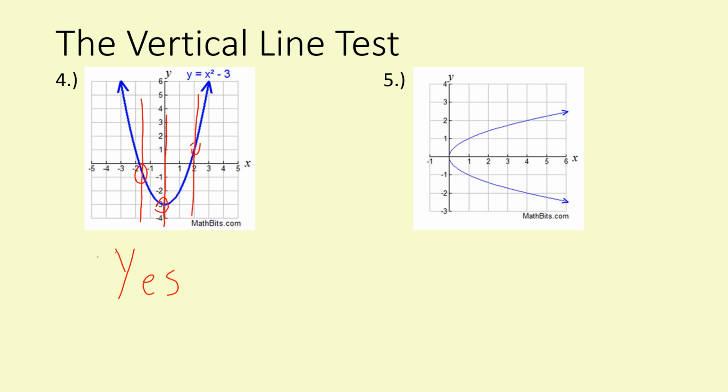Contrast this with number 5. If we draw a straight up and down line, we can hit this more than one time. So no, this is not a function. This is called the vertical line test. If we can hit it more than one time, whether it's 2, 3, 4 times, it's not a function.